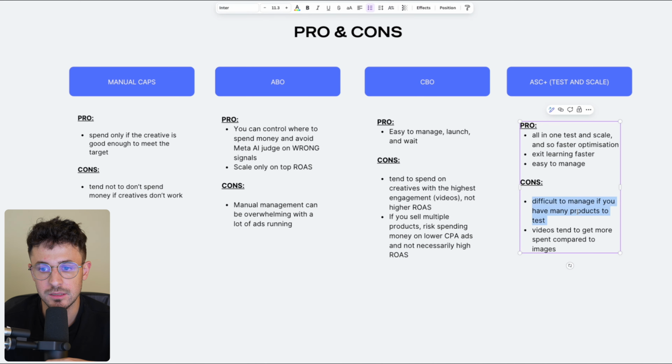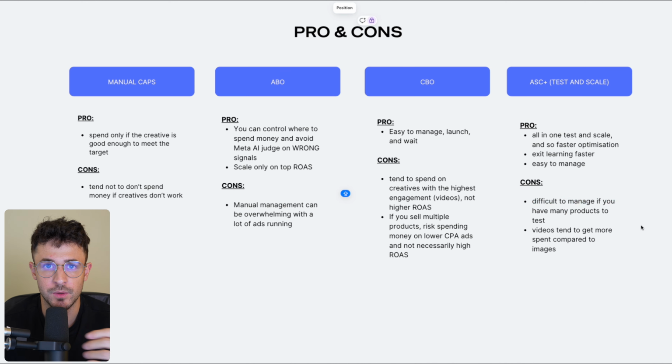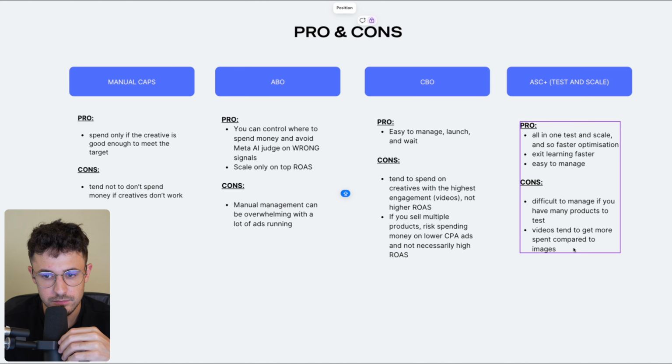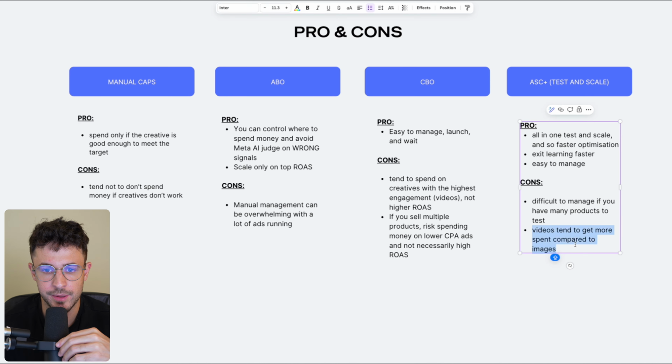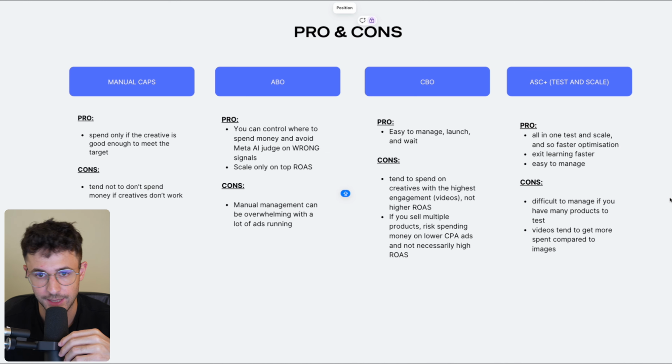Now the cons is that this is difficult to manage if you have many products, because this should be one product per Advantage Shopping Plus. You shouldn't have all the products all together. And the videos tend to get more engagement. So we can see the cons are similar to the CBO setup.